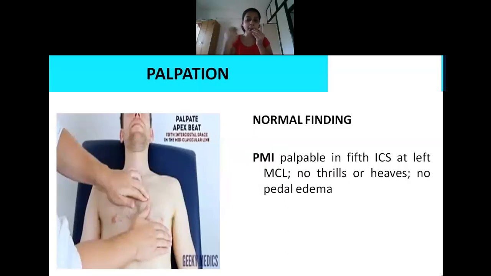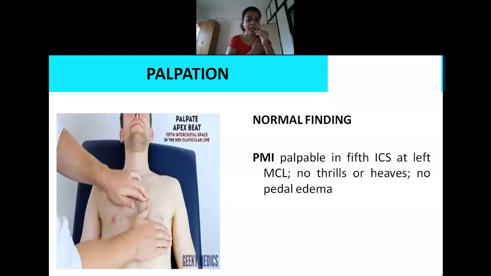The point of maximum impulse is on your left side, in the mid clavicle. If you draw an imaginary line through the middle of the clavicle, that is called the mid clavicular line. In the mid clavicular region, if you go downwards to the fifth intercostal space, you will see the point of maximum impulse. There you will get the highest point where your heart is beating. That is called the point of maximum impulse. So PMI means point of maximum impulse, ICS means intercostal space.